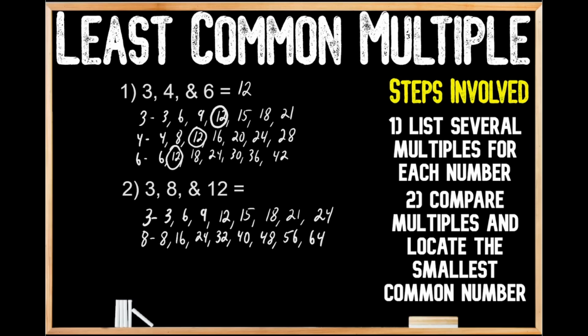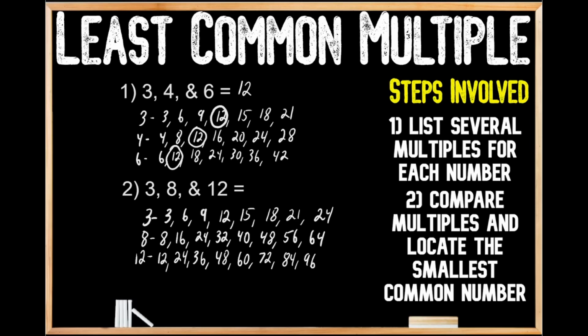So lastly, let's list the multiples of 12. We have 12, 24, 36, 48, 60, 72, 84, and lastly 96.